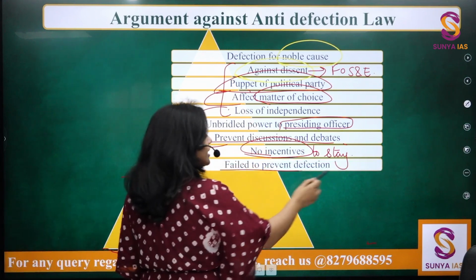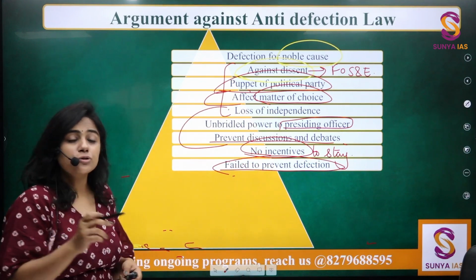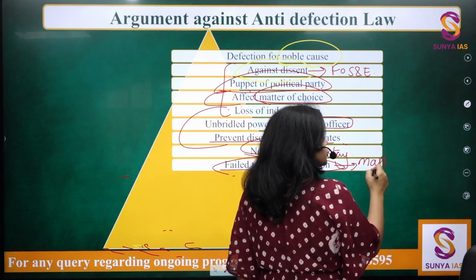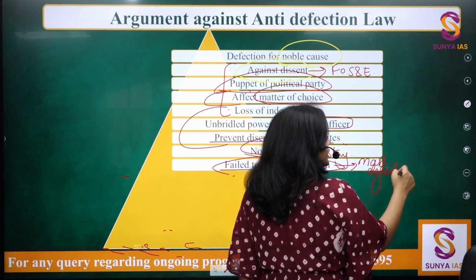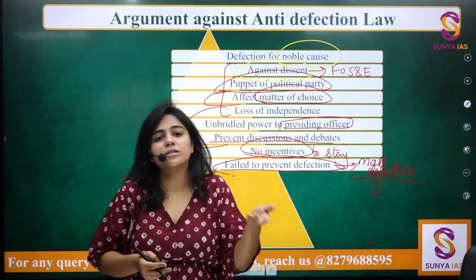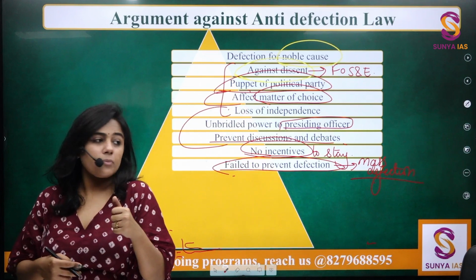And overall, it has failed to prevent defection. And you can also write that it has encouraged mass defection rather than individual defection. So that is a problem.